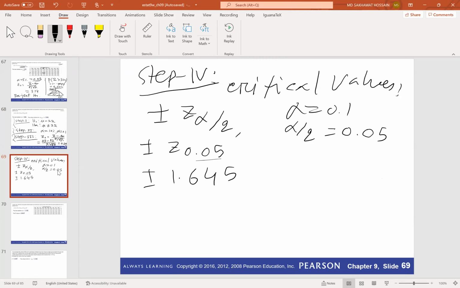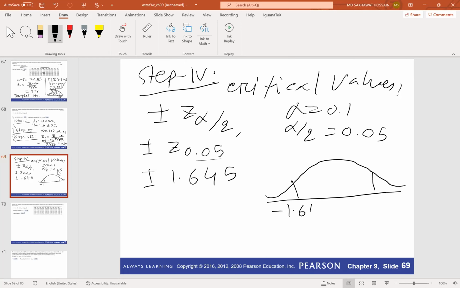I already showed you this in the previous class, how to find the Z score from the Z table. So this is plus minus 1.645. We have two critical values here. So now draw the normal curve.